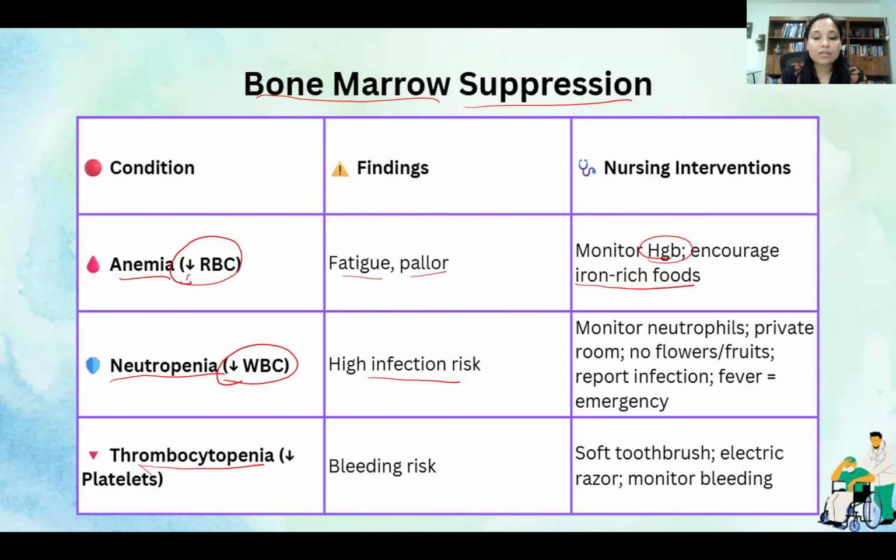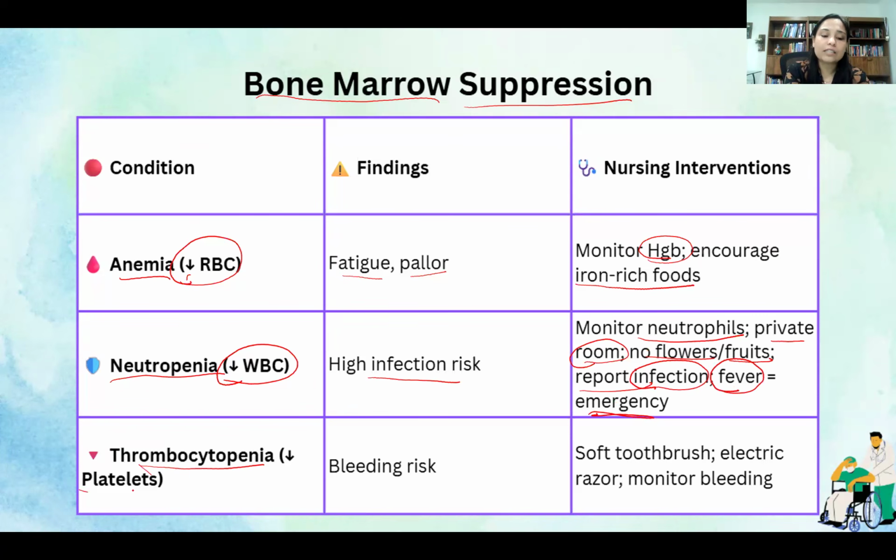A neutropenic patient will be at high risk of getting infection, so you have to monitor neutrophils. You should provide the patient a private room. Why? Because the patient has high risk of getting infection from other people. No flowers, no fresh fruits in the patient's room, and you have to report infection. And if the patient develops fever, that's an emergency. Why? Because the patient does not have enough immunity to fight that infection.